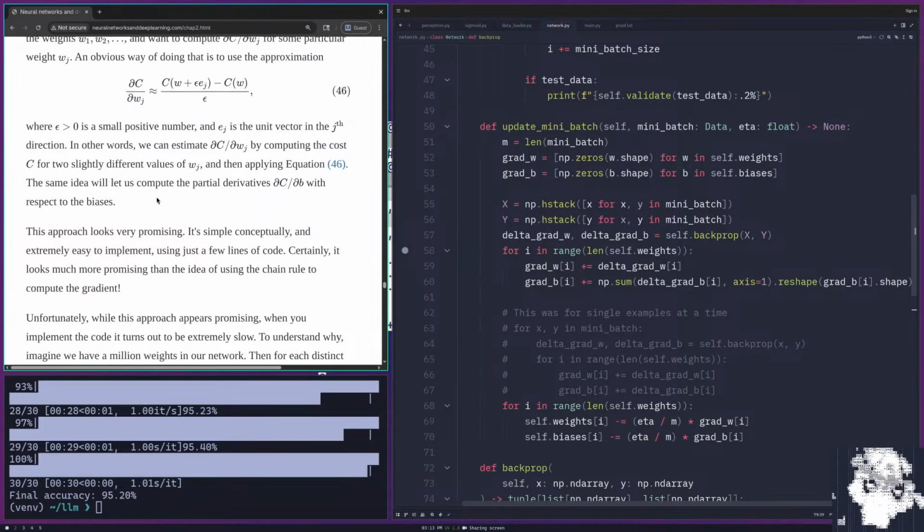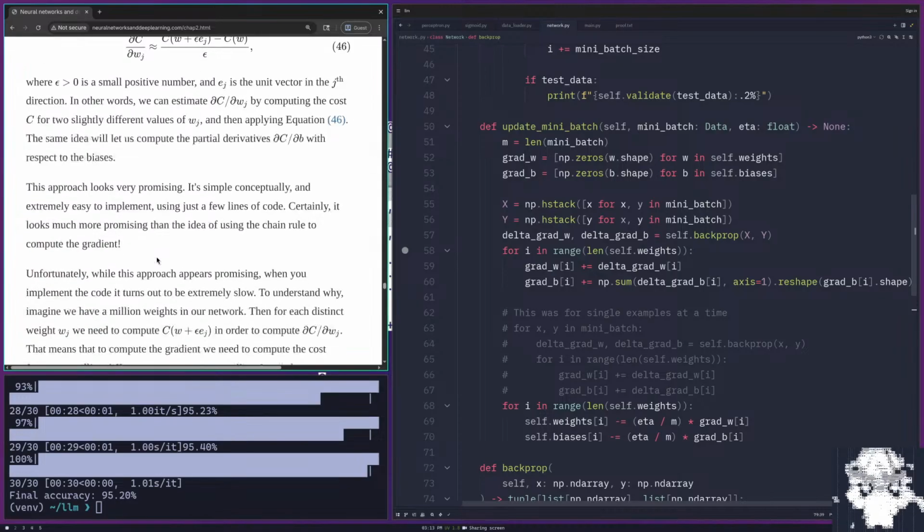This approach looks very promising. It's simple conceptually and extremely easy to implement, using just a few lines of code. Certainly it looks much more promising than the idea of using the chain rule to compute the gradient. Unfortunately, while this approach appears promising, when you implement the code it turns out to be extremely slow.